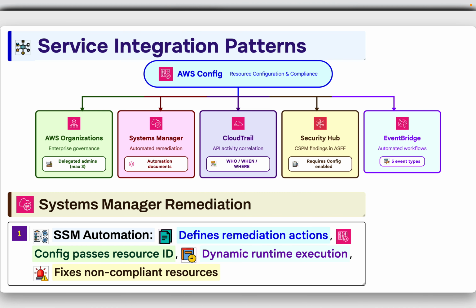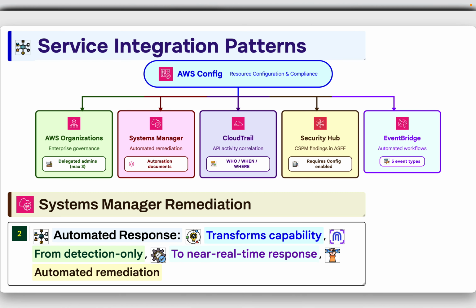Next one is the Systems Manager remediation. This integration uses SSM automation documents to define remediation actions, and the process is Config will pass the resource ID to Systems Manager for dynamic runtime execution to fix non-compliant resources. And this transforms the capability from detection only to near real-time response with automated remediation.